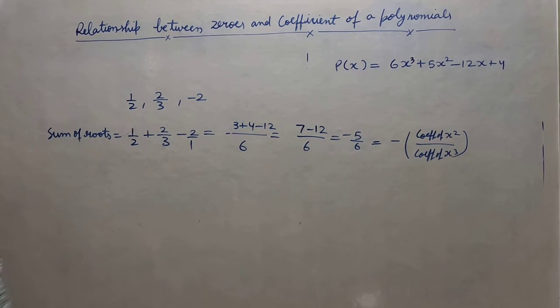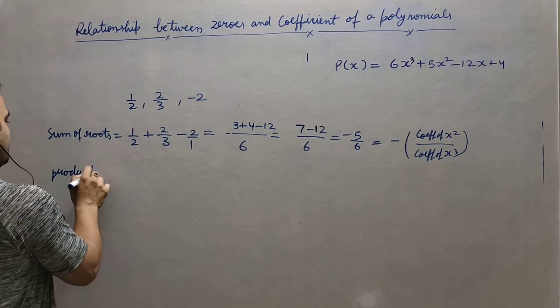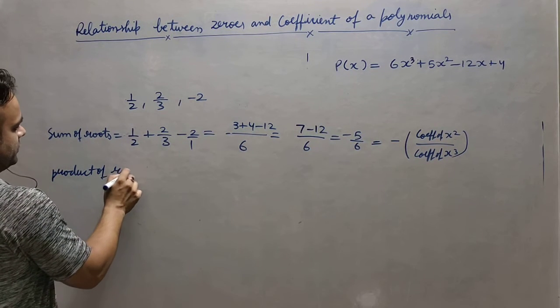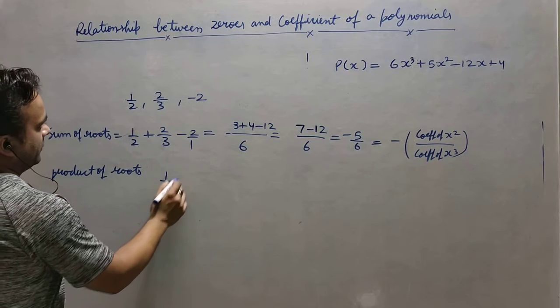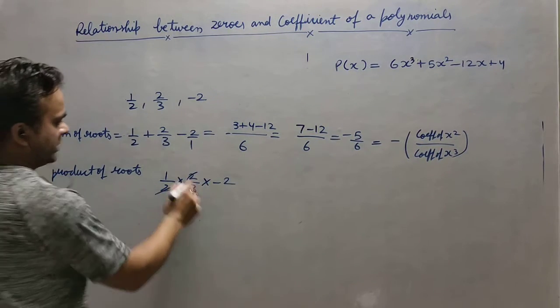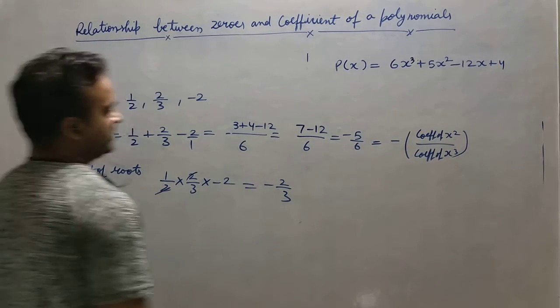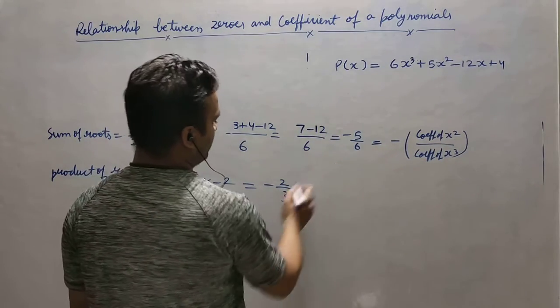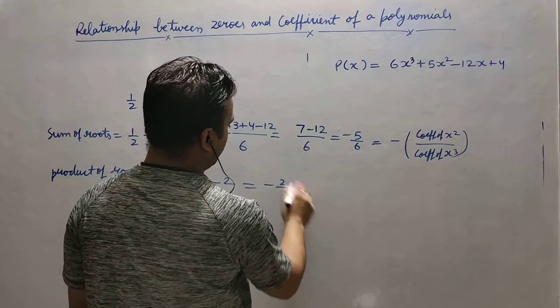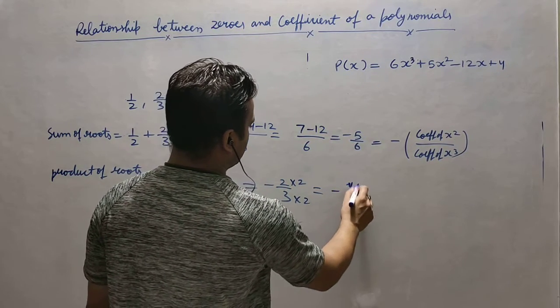x cube. Now, if suppose product, I am doing a product. Product of roots. So it will be 1 upon 2, 2 upon 3, minus 2, 2 cancel, what is left? Minus 2 by 3. So minus 2 by 3, how can we get it? Because we are not having 3 there. So what we will do? We will multiply by 2 so that it can be a 6. So it is minus 4 upon 6.